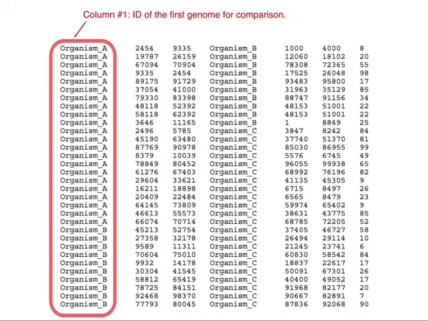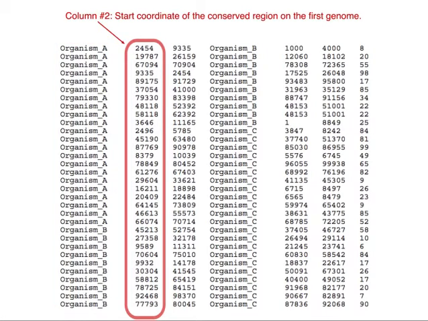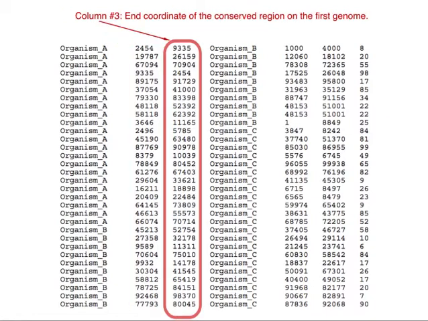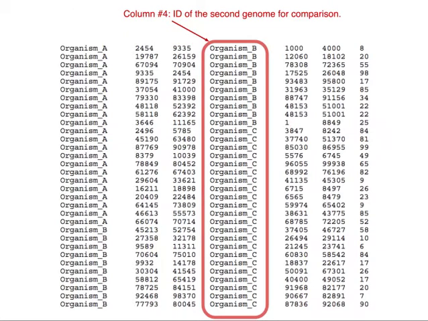Column 1 stores the identifier of the first genome for comparison. Column 2 stores the start coordinate of the conserved region on the first genome. Column 3 stores the end coordinate of the conserved region on the first genome. Column 4 stores the identifier of the second genome for comparison.